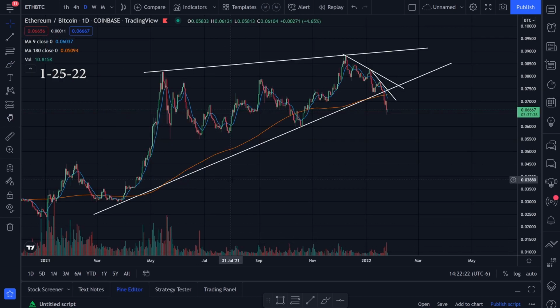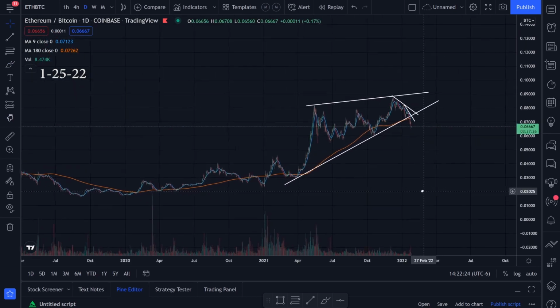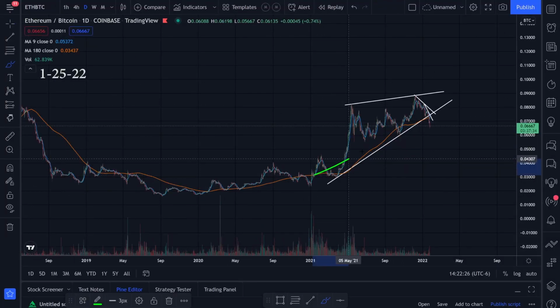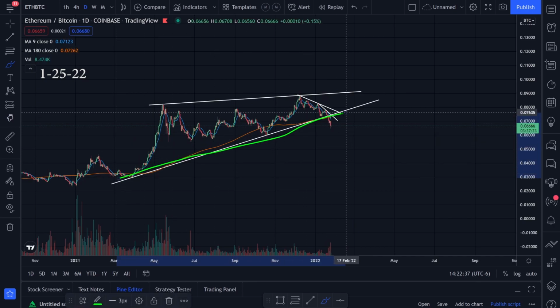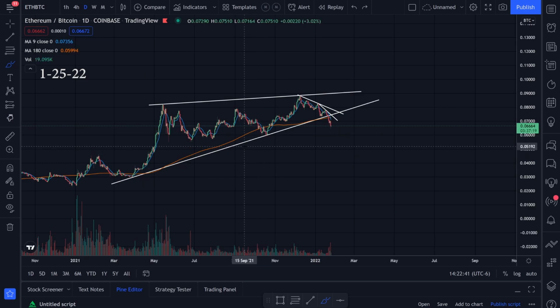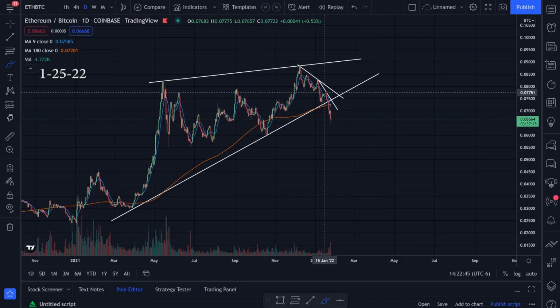Okay, so we're looking at the Ethereum to Bitcoin chart, and basically if this chart is moving up, it's good for Ethereum, and if this chart is moving down, it's good for Bitcoin. And right now it does look like the chart is trending to the downside. It did break this trend line we have right here. We had support. This is the daily time frame, so it's pretty significant.